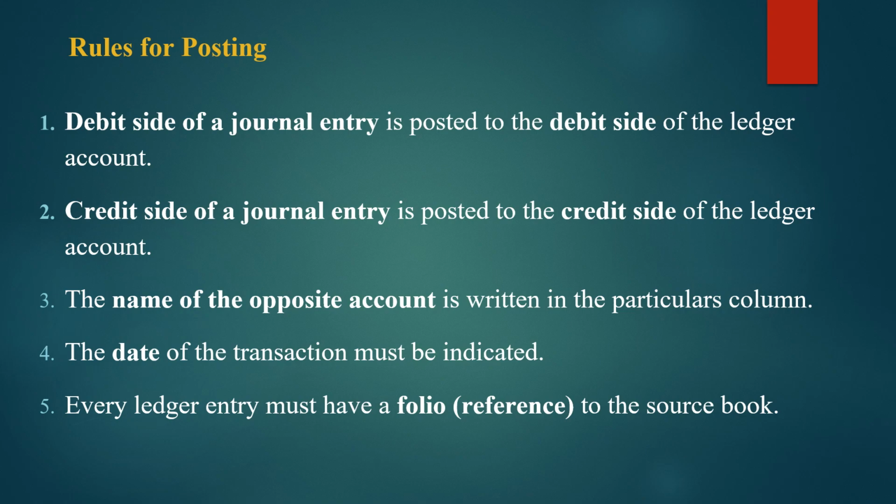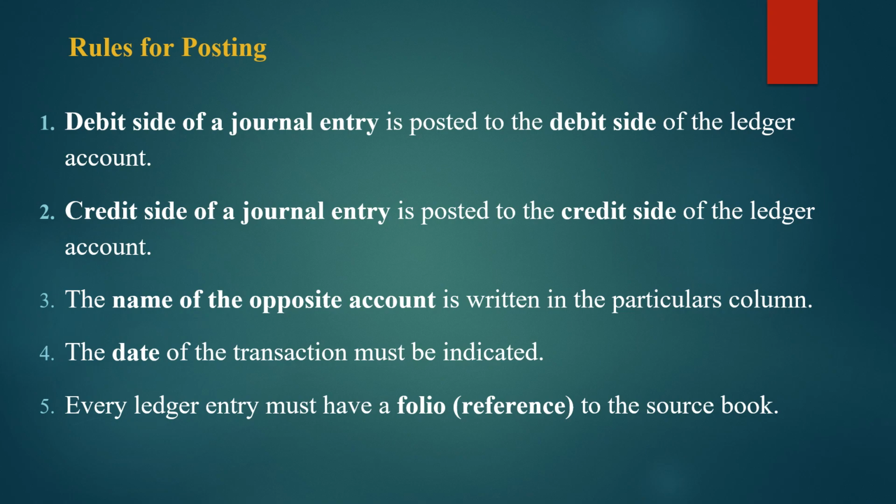What are the rules for posting? Number one, the debit side of a journal entry is posted to the debit side of the ledger account. So the debit to the debit. Number two, the credit side of a journal entry must be posted to the credit side of the ledger account. So the credit side of the journal to the credit side of the ledger account.